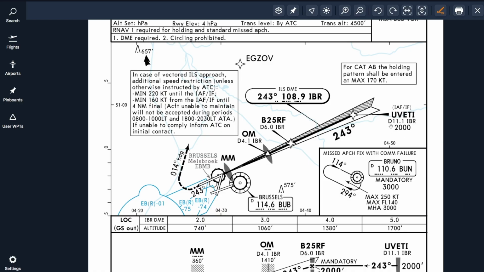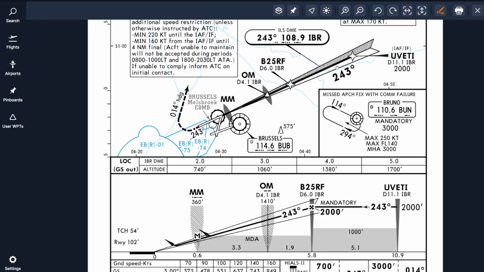Following the approach path toward the airport, we reach B25RF, which is 6 nautical miles from the Localizer. This is where we intercept the glide slope and begin our descent. Notice that the entire final approach path is aligned with the 243 degree inbound course.